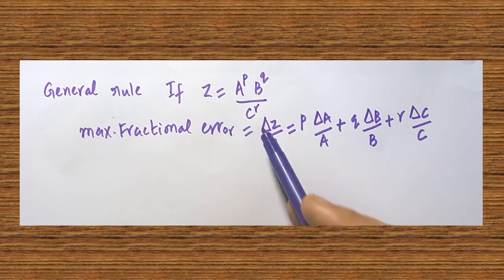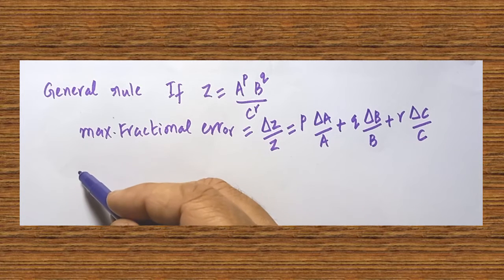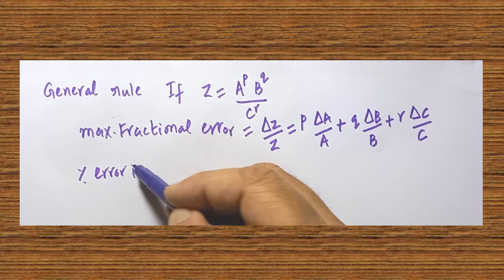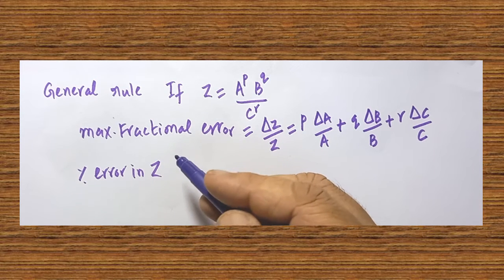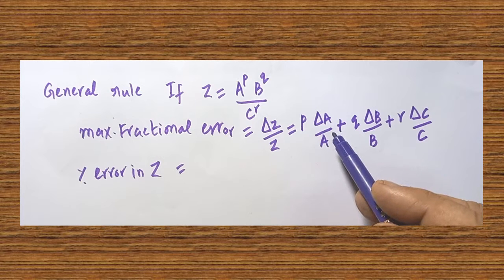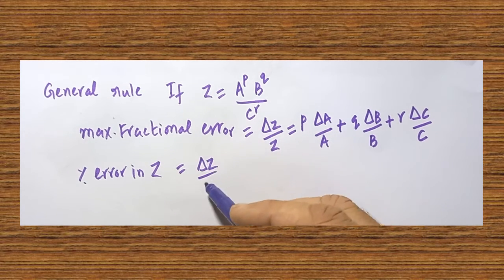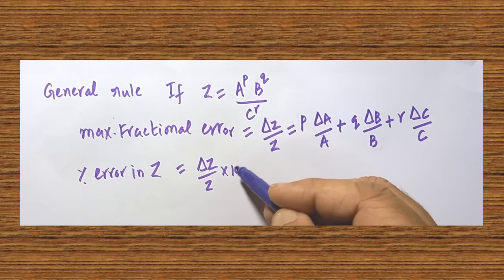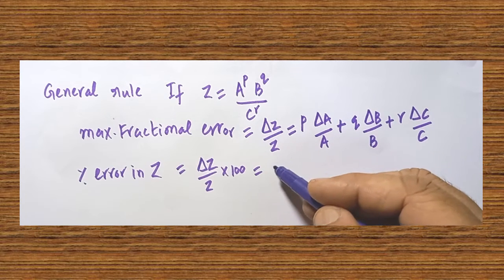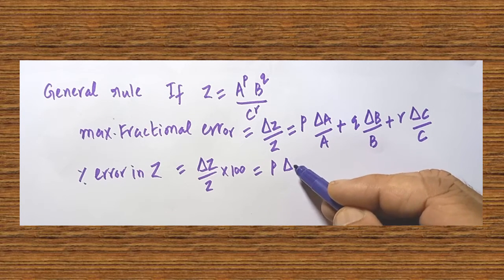Now by using this one, we are able to calculate the percentage error in Z. Percentage error in Z can also be calculated. Just simply multiply 100 in each factor, you will get the answer. The fractional error is to be multiplied by 100. Are you clear? Individually each factor must be multiplied with 100. You will get the percentage of error.